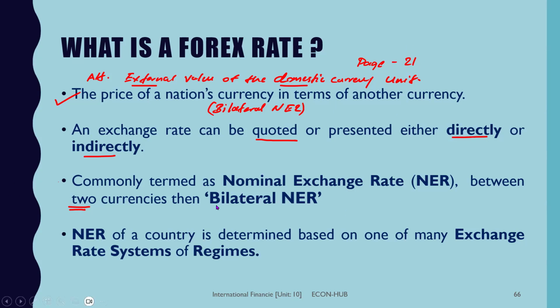Commonly termed, that's done. Sorry. So two methods of quoting, commonly termed as nominal, bilateral. Nominal exchange rate of a country is determined based on the exchange rate system. So this is what I call the regime also. There are different exchange rate systems, right? There are floating systems, fixed, the two extremes, then managed floating, adjustable, all these things are there. Right, we'll learn them. Done.